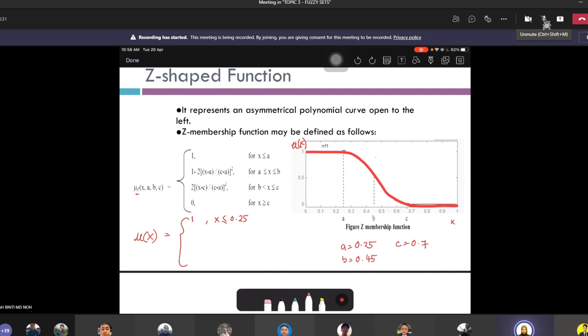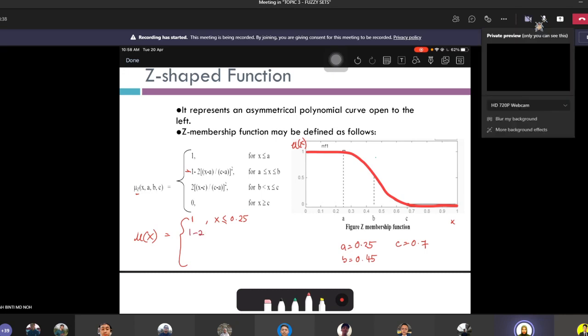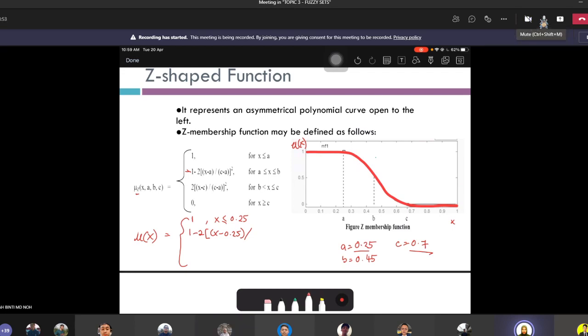Pandai. Okey, untuk B yang kedua ni you ada 1 minus 2, X minus 0.25 divide by C minus A. C 0.7 tolak 0.25. Berapa? 0.45. 0.45, kotakkan kuasa 2. Yang ni untuk X di antara 0.25 dengan 0.45.